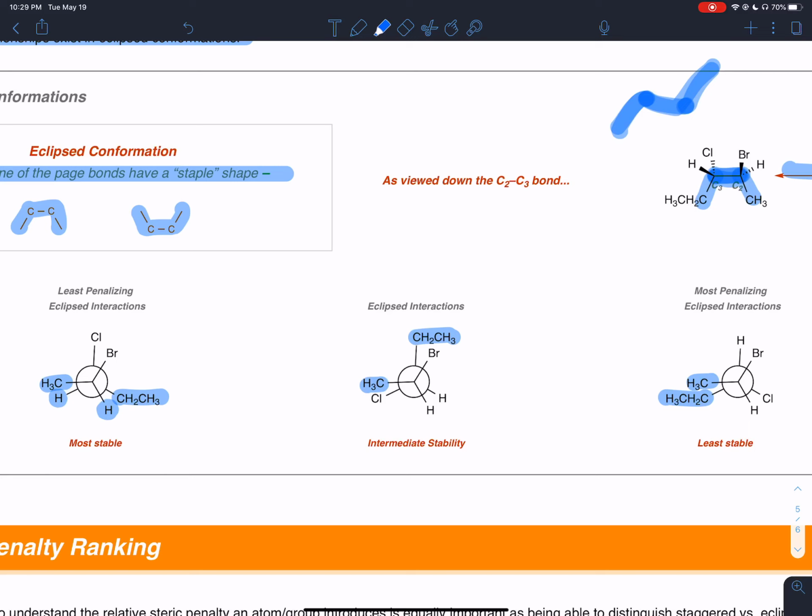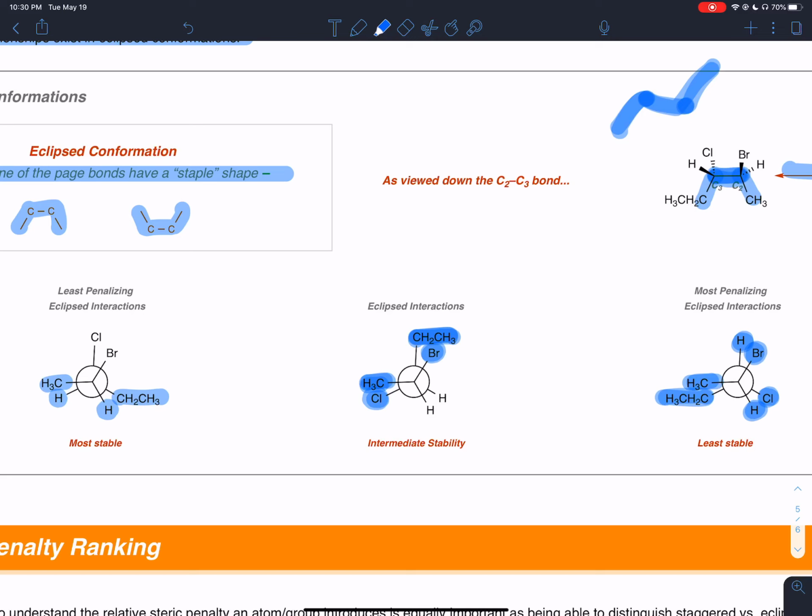very minimal eclipsed interactions comparatively to your other two, in which there are interactions where you have, here in the middle structure, say the ethyl eclipsing with the bromine and the methyl eclipsing with the chlorine. Okay? Now, this eclipsing of ethyl to bromine and methyl to chlorine isn't as sterically penalizing as having your two largest steric groups, your methyl and your ethyl, eclipsing, because we have the methyl-ethyl eclipsing that makes this far right conformer the highest energy eclipsed conformation, okay? And you also have these other eclipsed interactions, the hydrogen-bromine and the chlorine-hydrogen.